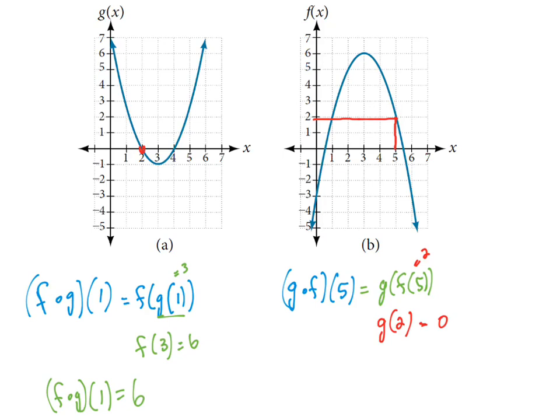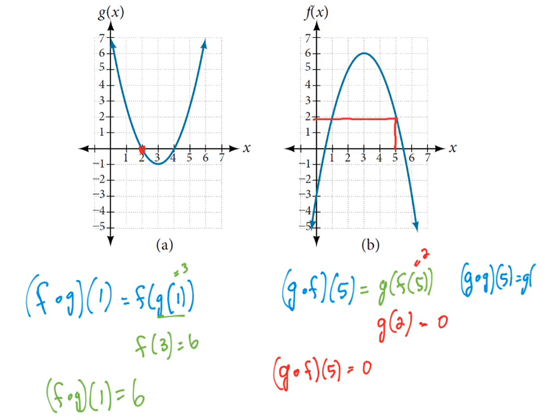So when it's all said and done, we're going to have g of f, let's write it with the circle, g circle f of 5 is equal to 0. Let's do one more here, because we may see something like this. Let's do g circle g of 5.